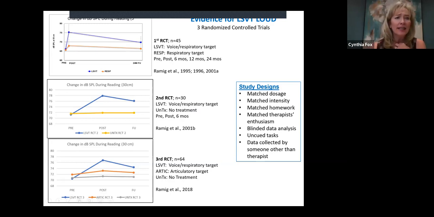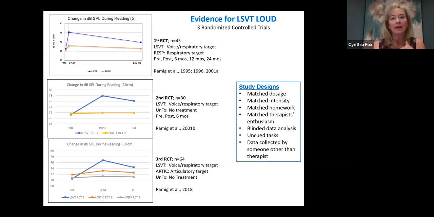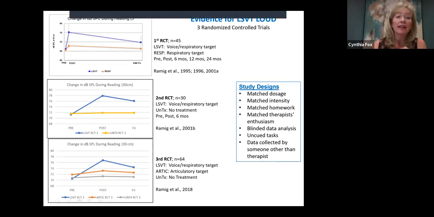In this first study, we have the respiratory treatment in red, the LSVT LOUD in blue. And what we found was even 2 years after the initial treatment was delivered, individuals with Parkinson disease were still statistically significantly louder than they were pre-treatment and than an alternative treatment group. The second randomized controlled trial compared LSVT LOUD to an untreated group. And the third compared LSVT LOUD to an articulatory treatment and an untreated group.